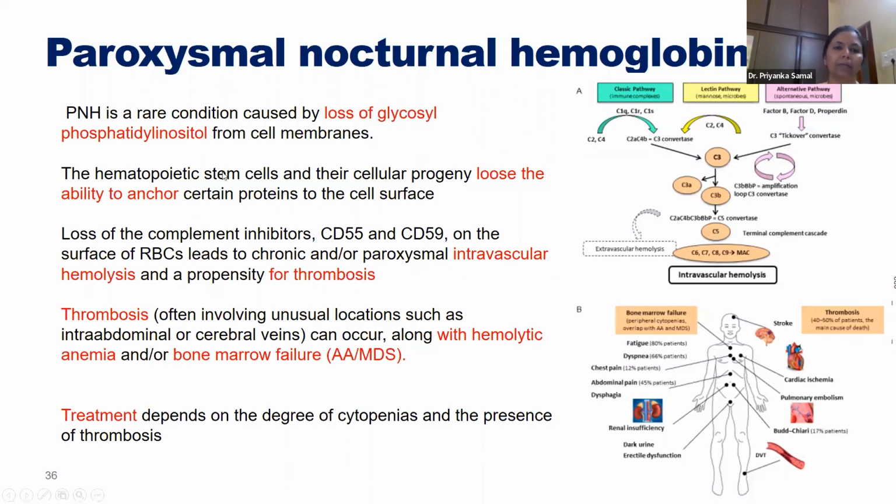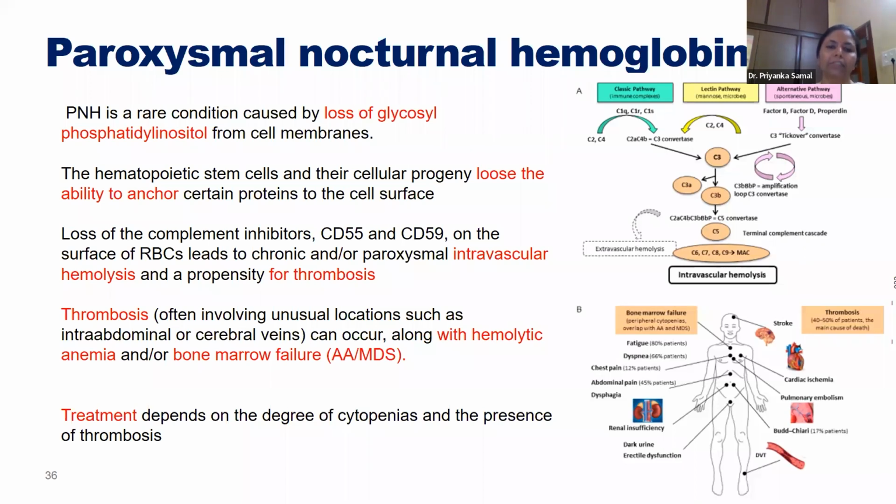So last one among the causes of thrombocytopenia with thrombosis is paroxysmal nocturnal hemoglobinuria. This is again a rare condition which is caused by the loss of glycosyl phosphatidylinositol from the cell membrane. As a result of the loss of these proteins, the stem cells and their progeny lose the ability to anchor certain proteins to the cell surface, as a result of which there is loss of complement inhibitors resulting in hemolysis of RBCs. Also because of the loss, some of the platelets have exposure of phosphatidylserine, resulting in a propensity for thrombosis.